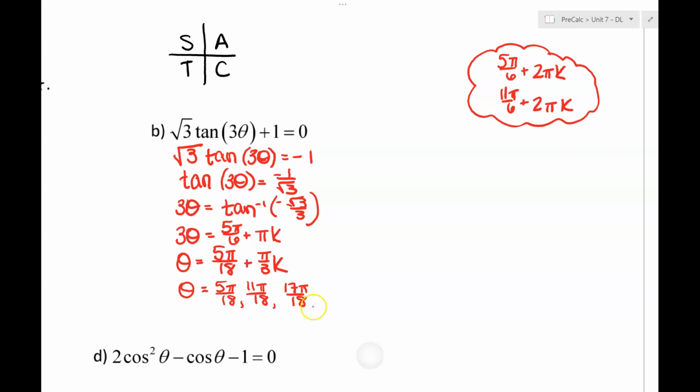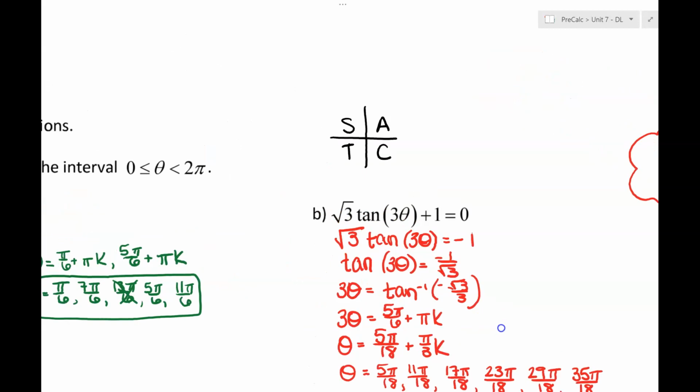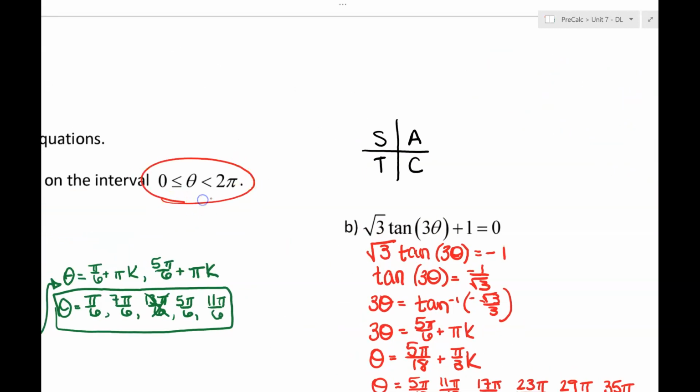Let's try it. Okay, so then if I add another 6, we get, oh, I'm glad we kept going. See, 23 pi over 18. And then if you add another 6, you get 29 pi over 18. If you add another 6, you get 35 pi over 18, because this is occurring every pi over 3, right? And we're asked to stay within 0 to 2 pi.